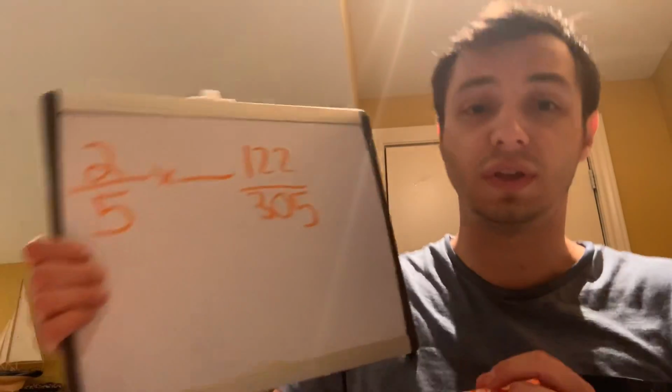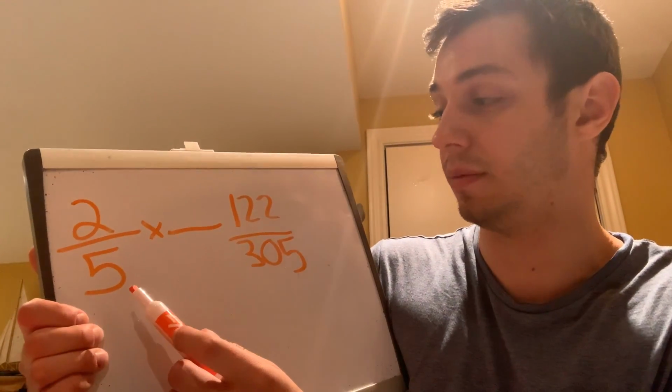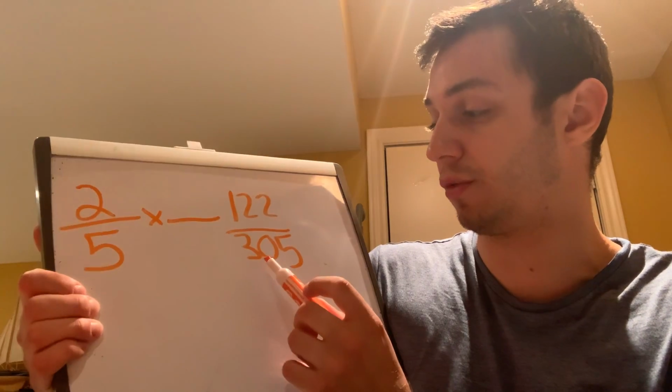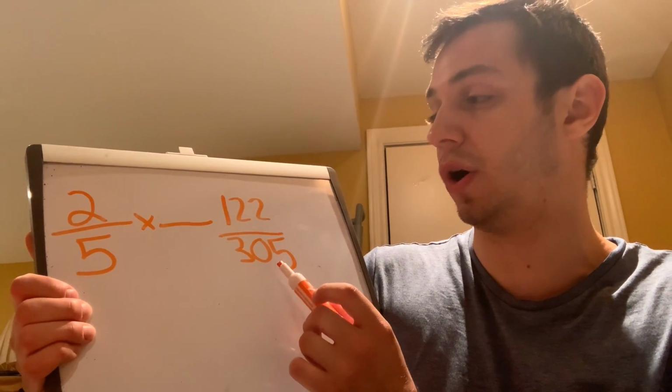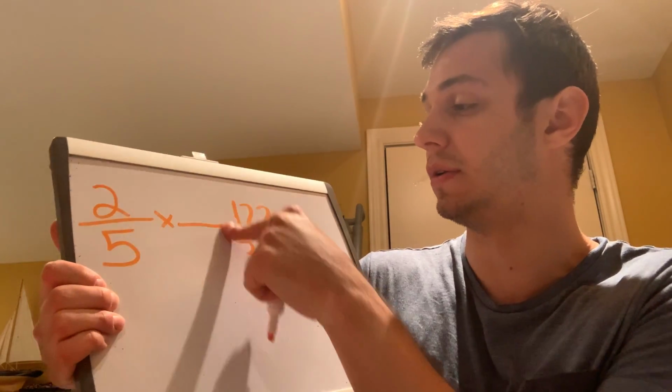In example 1, we have the fraction 2 over 5 multiplied by a fraction, which we have to figure out, and we know that it'll give us 122 over 305, right? So these are what we have to fill in. 2/5 will go into our first blank. 122 over 305 will go into our last blank. Sorry, I need to have my equal sign here.